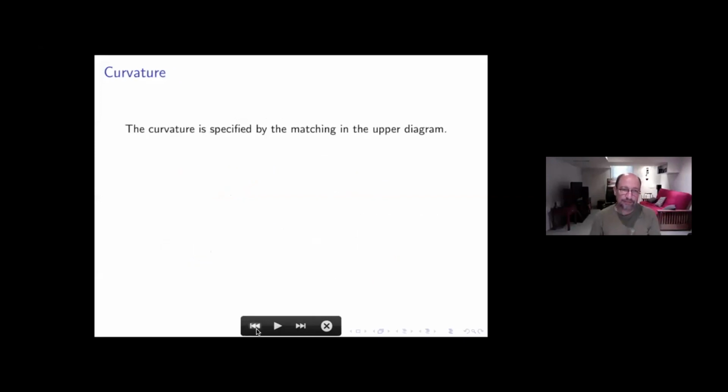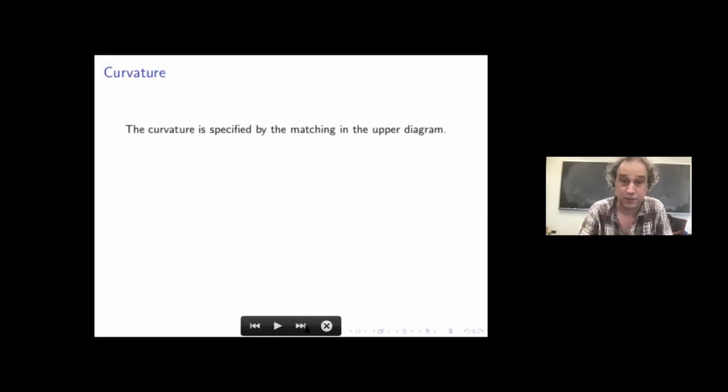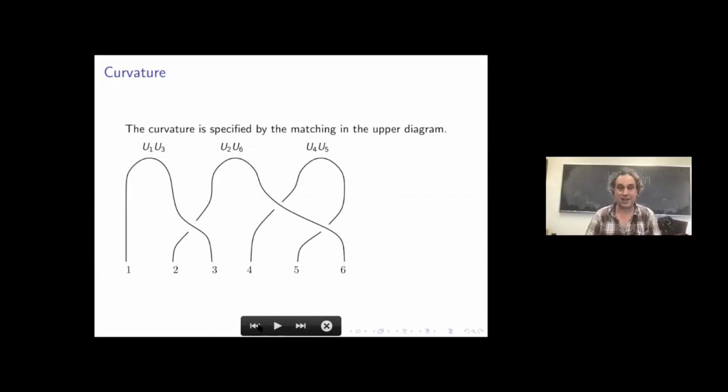Excellent. Okay, so that's the algebra, roughly speaking. Now I should tell you what the curvature is. The curvature is specified by the matching on the upper diagram. So here's a picture. If my upper diagram looked like this, with my real line cutting it and meeting the knot in these 6 points, then I'm pairing up the first position with the third position by a link component, and that gives me a term of u1 times u3 in the curvature. If I'm pairing 2 and 6, that gives me u2 times u6, and this could be u4 times u5. So if I've got n maxima, each maximum gives you a pairing between positions, and that gives you a term in the curvature. In our case, this curvature will be u1u3 plus u2u6 plus u4u5.